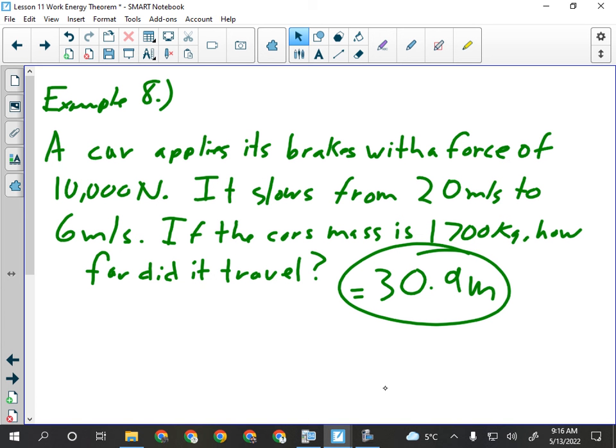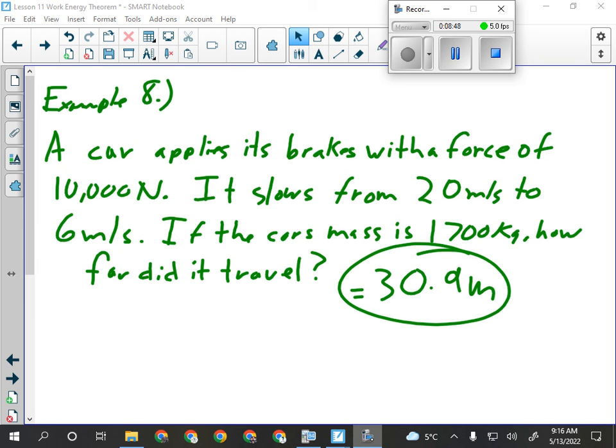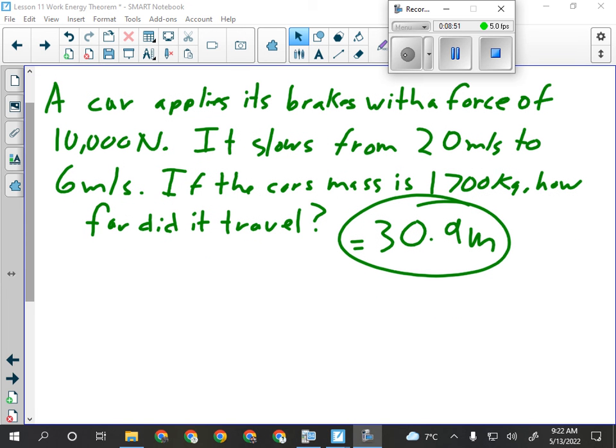A car applies its brakes with a force of 10,000 newtons. That makes it slow from 20 meters per second to 6 meters per second. The car's mass is 1,700 kilograms. You are looking for the distance that it travels. So let's have a look at this one.